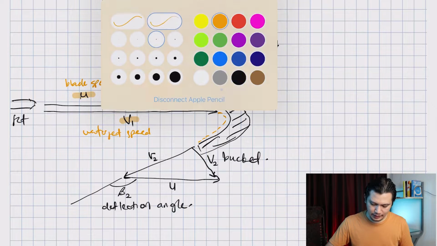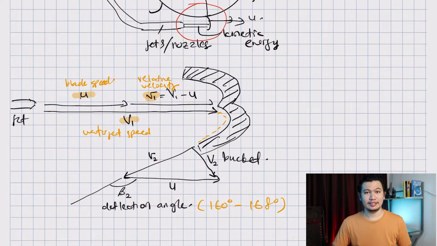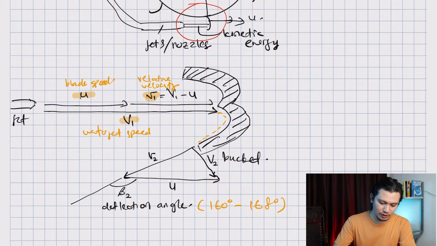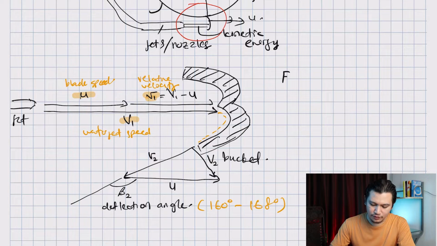And beta 2 is called the deflection angle. This deflection angle usually varies between 160 degrees and 168 degrees. Remember, it cannot be 180 degrees. Ideally, we want it to be 180, but we just cannot. Now, how do we find torque from this figure? Before we find torque, we need to find the force.